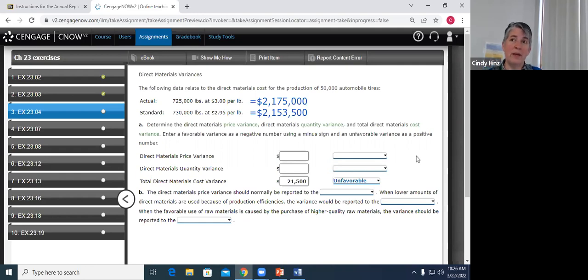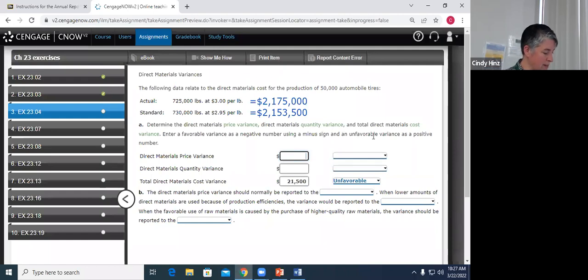Maybe this was an experiment. They did, let's try using that more expensive material and see what happens. And then they're really going to want to dive into this to see, did it make sense? Should we go back to the cheaper material, the $2.95 stuff, because it didn't actually save us any money? Yes, it saved us 5,000 pounds of material, but it didn't save us any money. Everyone with me so far? Does that make sense? We can't answer those questions, but we can talk about what might happen or what maybe we want to look at.